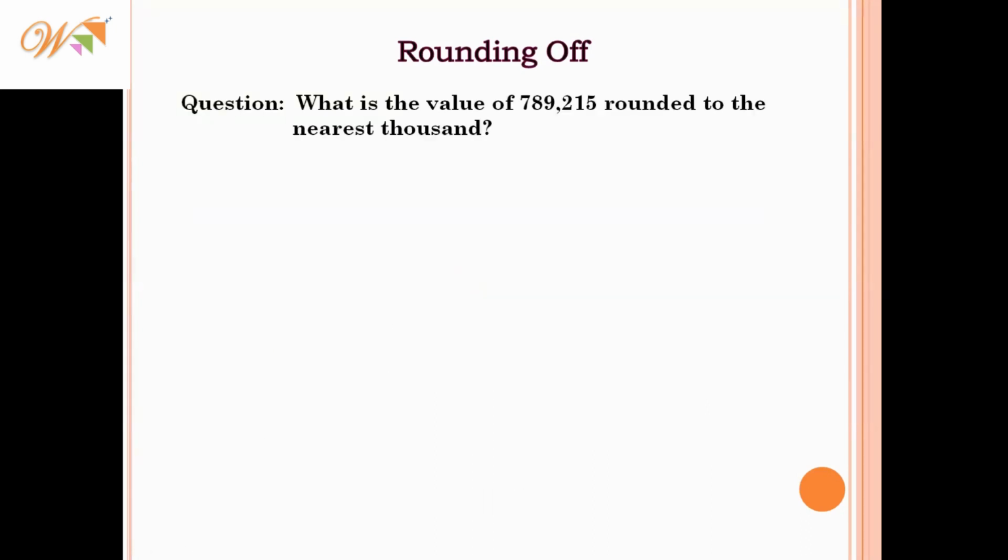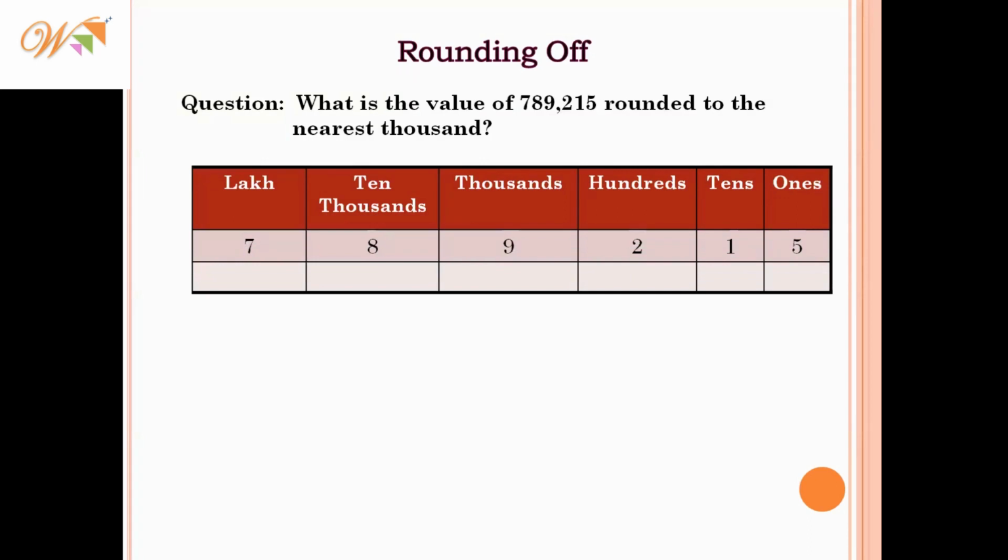Okay, now let's take a bigger number. Here, what is the value of 7,89,250 when it is rounded to the nearest 1000? Let's place it in the place value chart. So here we have to round it to the nearest 1000. That means we have to focus on the digit that is at the thousands place, which is 9.